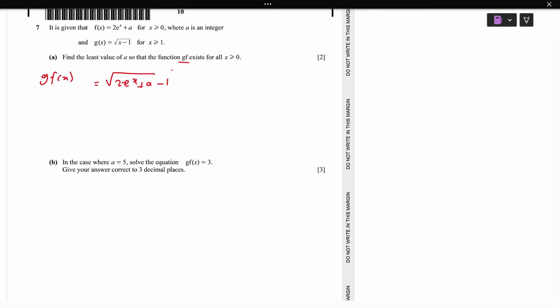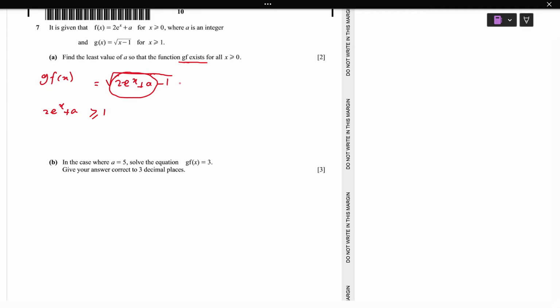Here, if this function exists, this part should be 1 or above. Inside the square root, a negative cannot come, because negative 1 is there. This part should be greater than or equal to 1. So we write 2 into e power x plus a, because it's given that the function g of f of x exists. It happens only if this part is greater than or equal to 1.